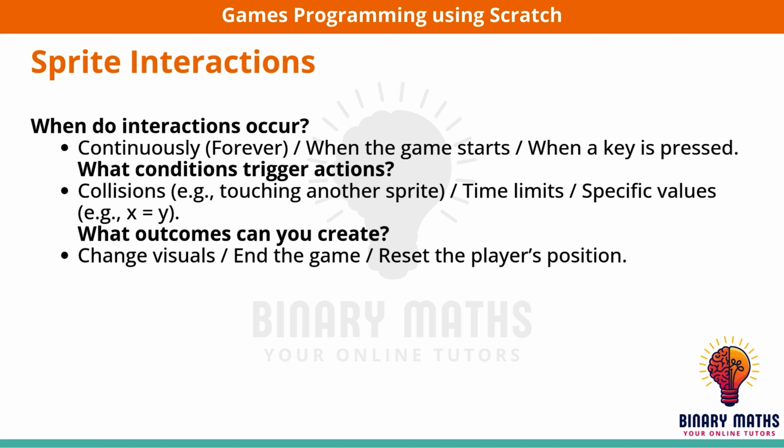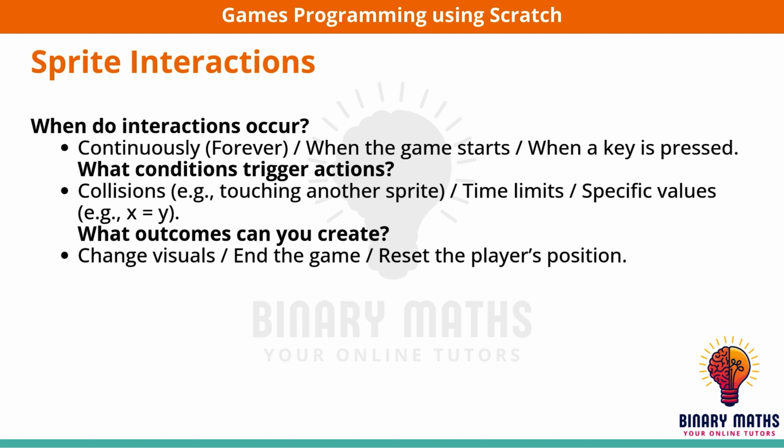Now let's talk about sprite interactions. In games, things happen when sprites, like characters or objects, interact with each other. For example, in Pac-Man, when Pac-Man touches a ghost, he loses a life. But how do we make these interactions happen?